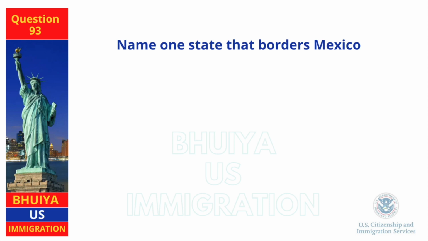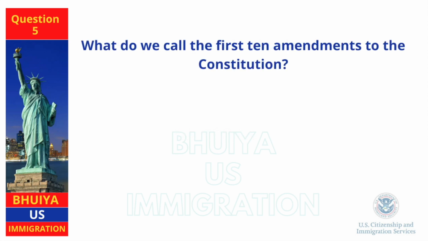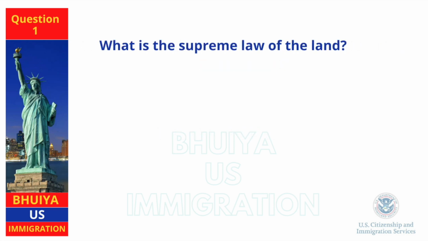Name one state that borders Mexico. California. What do we call the first 10 amendments to the Constitution? The Bill of Rights. What is the supreme law of the land? The Constitution.